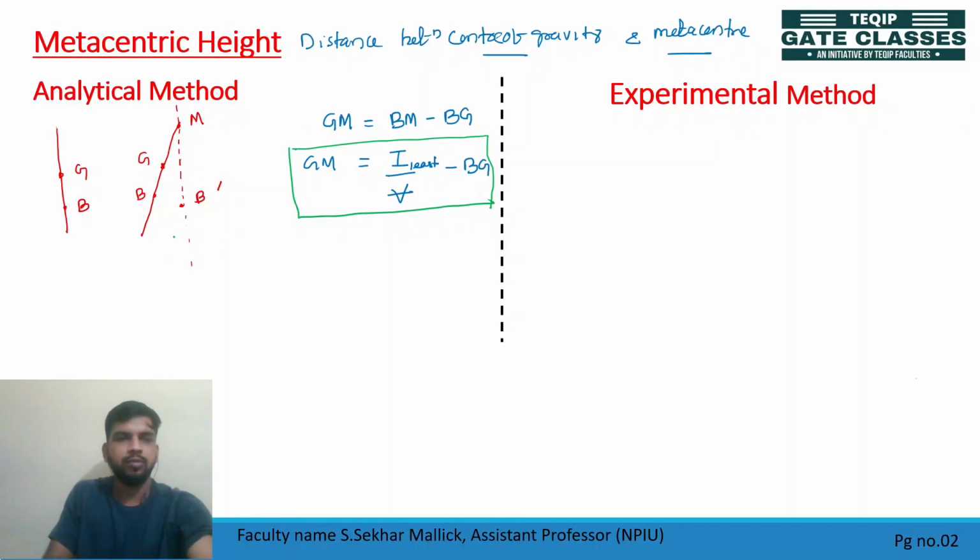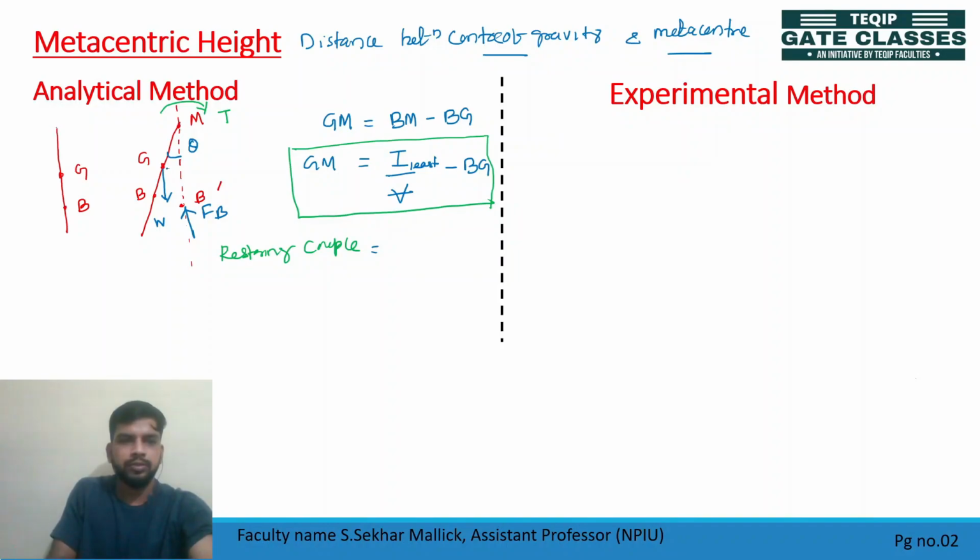Can you tell me one thing? What is restoring couple? Suppose this is your applied torque T. Can you find the restoring couple value here? This is your buoyant force, and in this direction there will be weight W. If this angular displacement is theta, then what would be the restoring couple value?